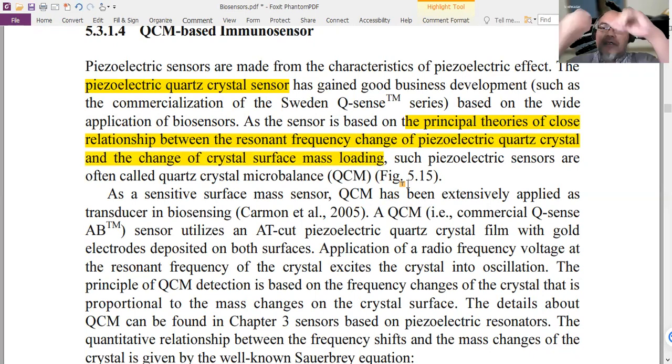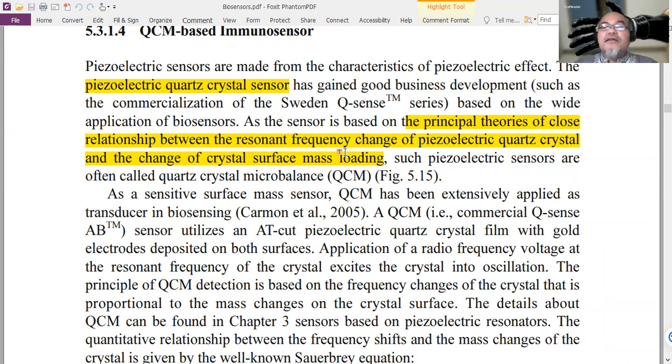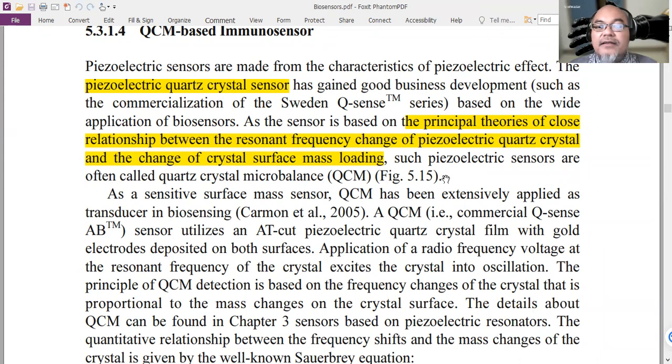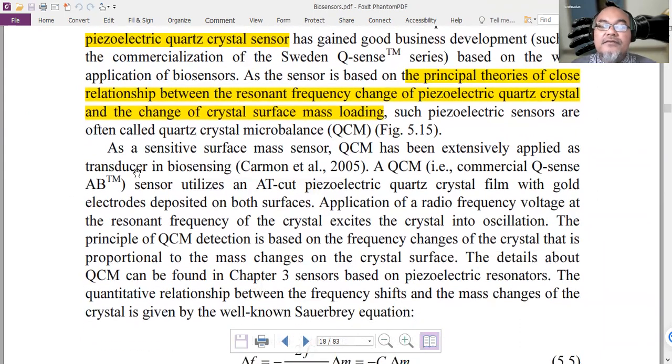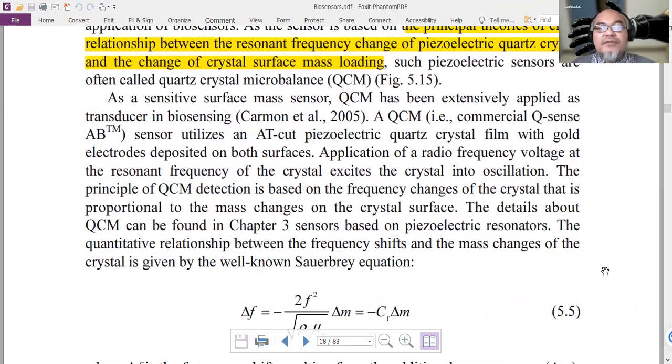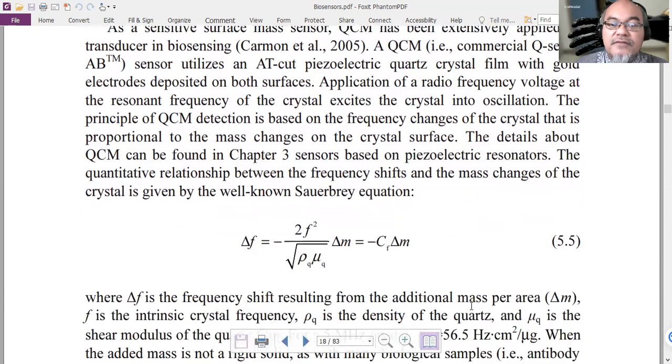That's why we can immobilize antibody on the surface of the QCM, so upon binding to the antigen, the resonance frequency will also shift. So that's why such a piezoelectric sensor is also called a quartz crystal microbalance, QCM. And this has been widely used. For example, here we use an AT-cut piezoelectric quartz crystal film with gold electrodes deposited on both surfaces.